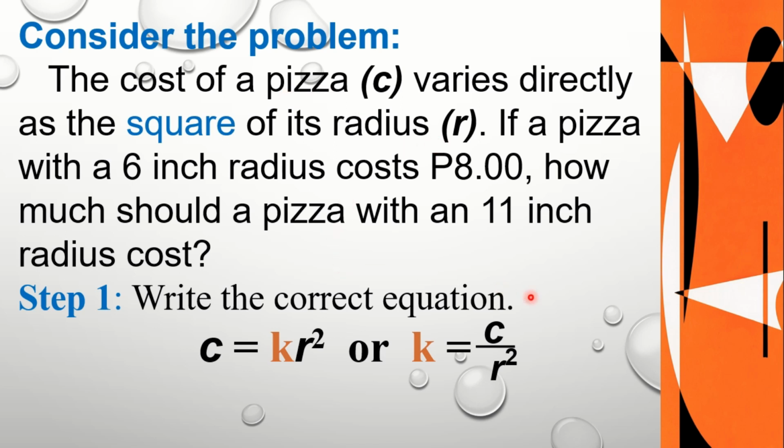So we are going to use the following steps again in solving. 1. Write the correct equation. So we write C is equal to K times R squared, or K is equal to C over R squared.